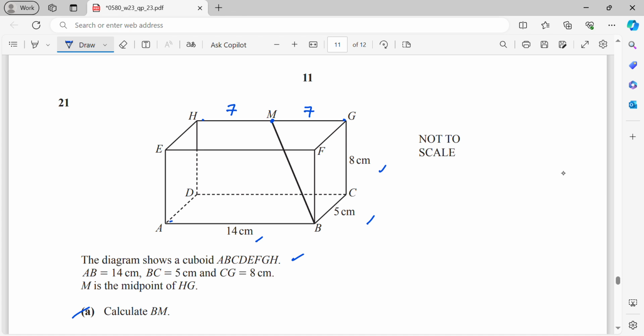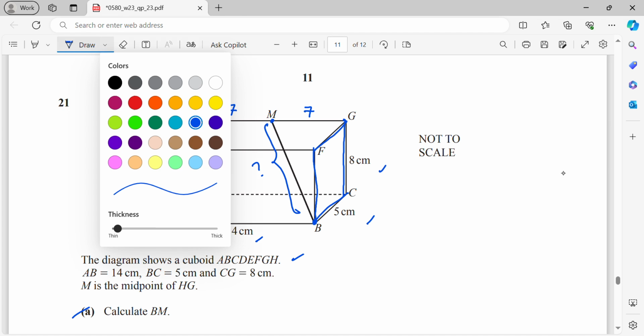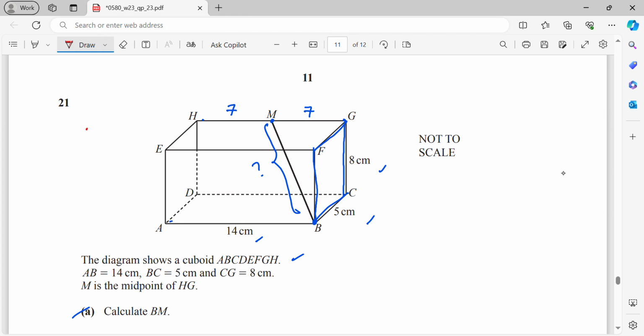Now A, calculate BM. Alright, so now when you need to calculate the BM, what to do is, you see the B is on the plane BCFG. Right, B is on the plane of BCFG. Then now the M is on the other side, which is on the HG. To get the length of BM, right? So now we use a concept of finding angle. Okay, looks like that. So now it's like before you get the angle, you need to find the length first.